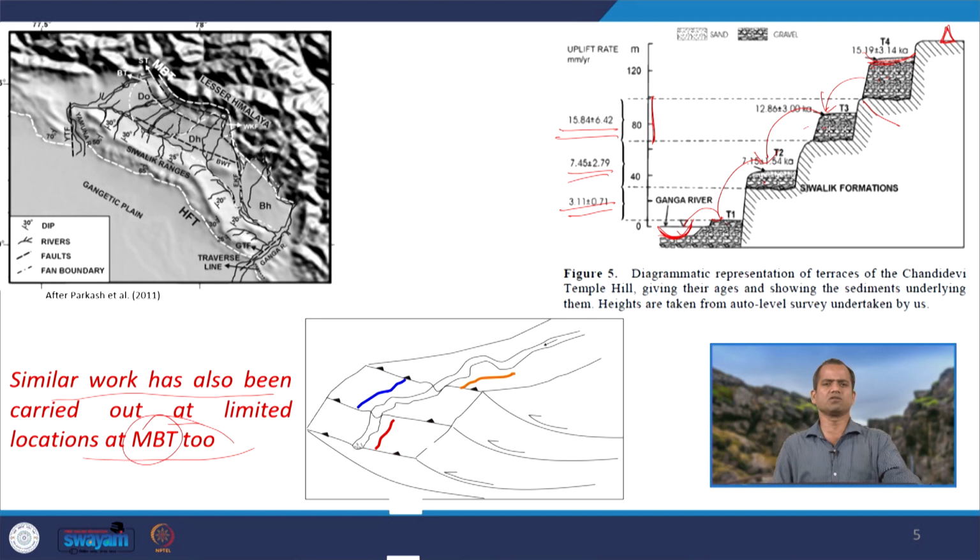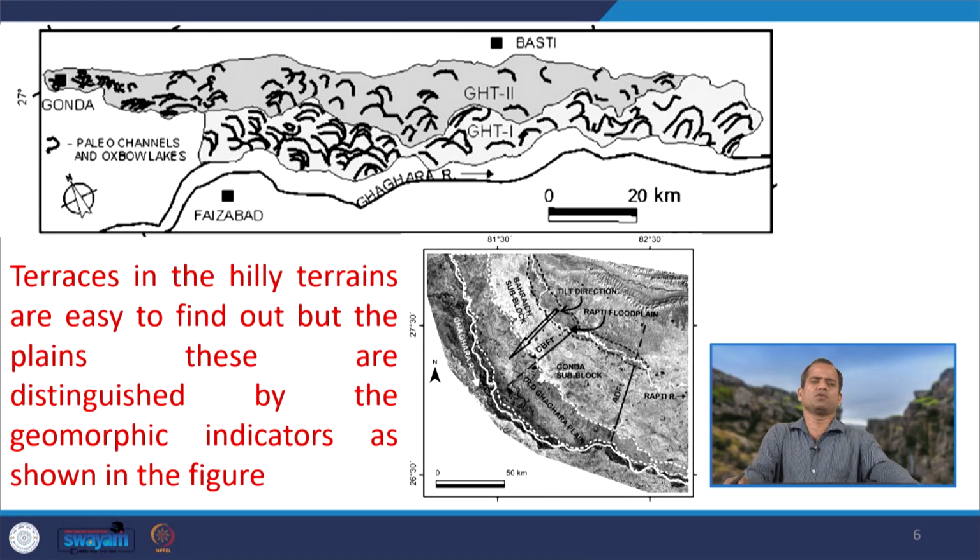This is not a new thing; people the world over are using this technique to determine tectonic activity, particularly the rate of upliftment in tectonically active regions. We are talking about terraces in hilly terrains, where it is easy to find terraces. However, in the alluvial plains, particularly in coastal plains or the Ganga plain, it is totally flat and identification of terraces may be difficult.